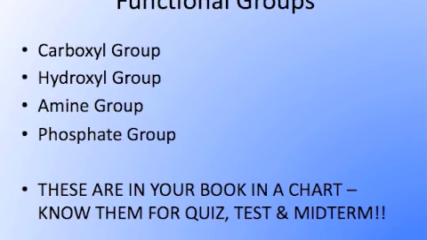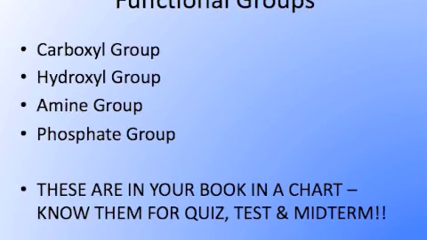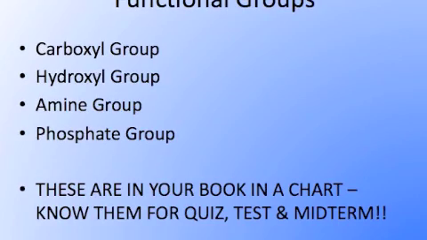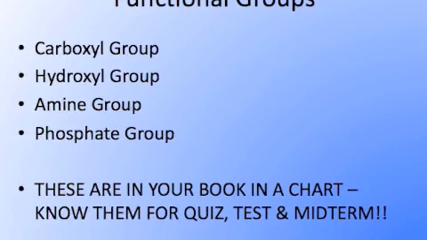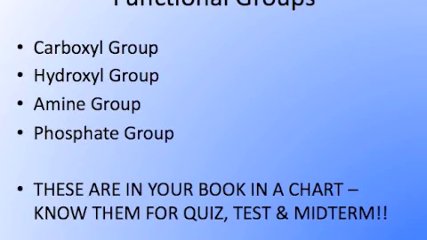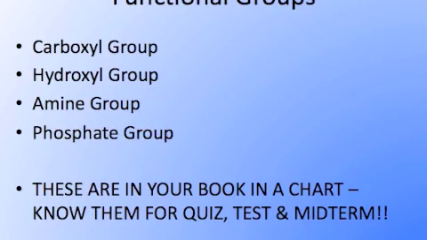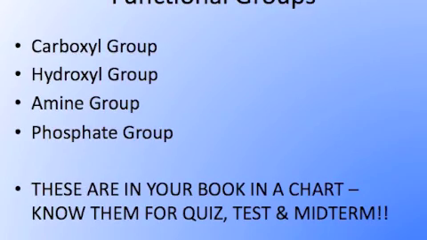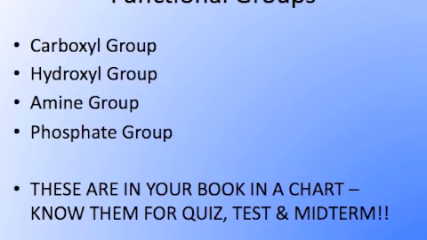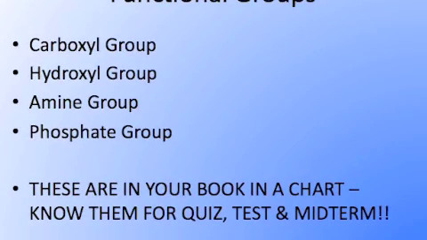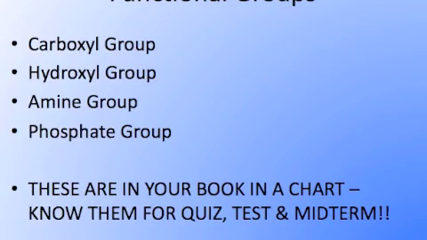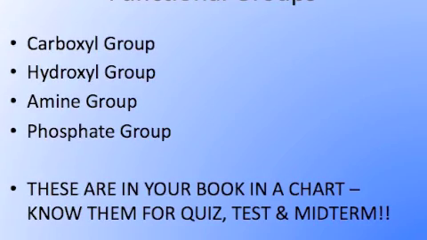Now, before we go into the actual structure of the lipid, the monomers and polymers, I want to go through the functional groups. These functional groups are carboxyl, hydroxyl, amine, and phosphate groups. There's a fantastic chart in your textbook that you need to know. It's going to be on your quiz, test, and midterm. They have specific identifiers, and these structures are how we can tell what compound of life we're dealing with.